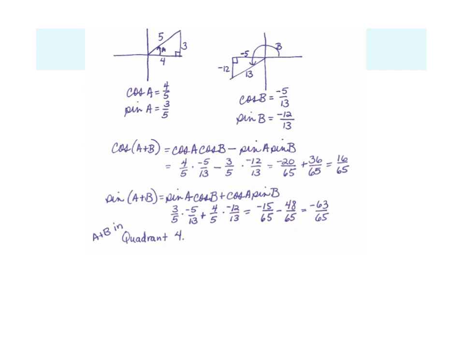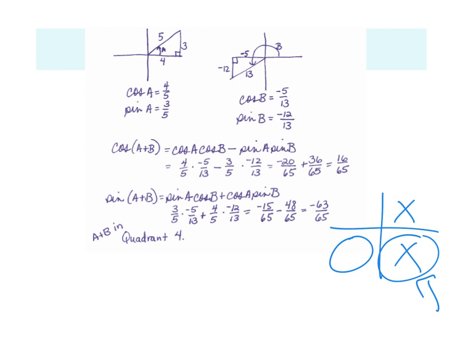Now again, a plus b is in quadrant 4. This is why. If I know that cosine is positive, cosine of a plus b is positive, that means that my angle is either in the first or in the fourth quadrant, because that's where cosine is positive. Sine is negative. Well, that means my angle is here or here. So a plus b must be in quadrant 4.